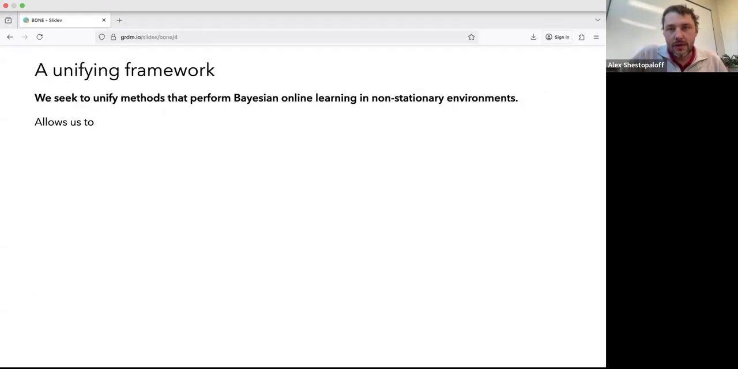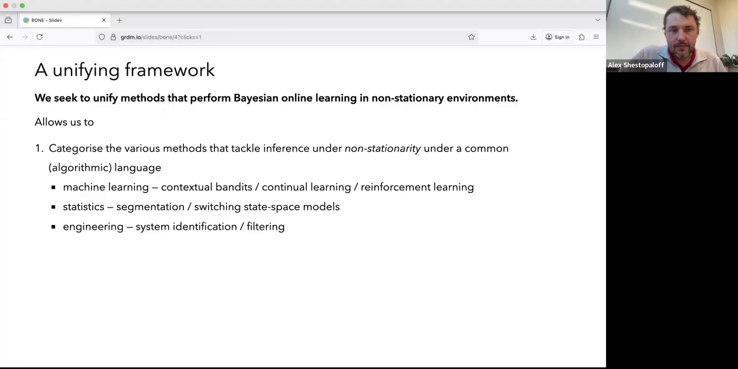The purpose of this work was to unify methods that perform Bayesian online learning in a variety of non-stationary environments. By creating this unifying framework, we're able to categorize the different methods and use a common algorithmic language for all of them. This brings together methods developed in machine learning, such as contextual bandits, continual learning and reinforcement learning, but also statistics, where segmentation and switching state space models have been around for many years, and going back even further, the engineering literature, where system identification and filtering were studied in non-stationary settings for quite a while as well.